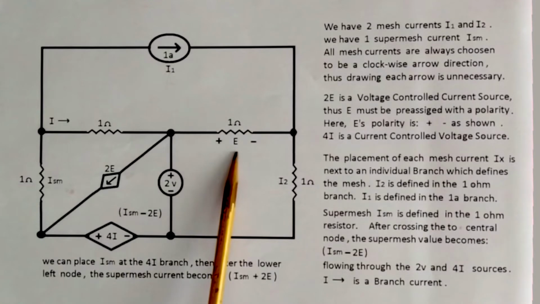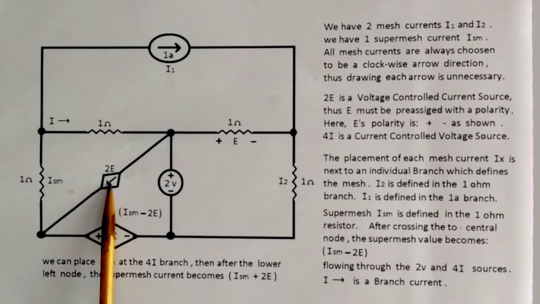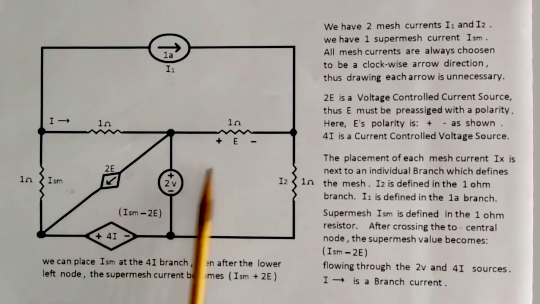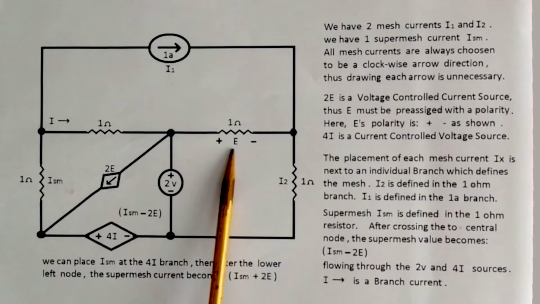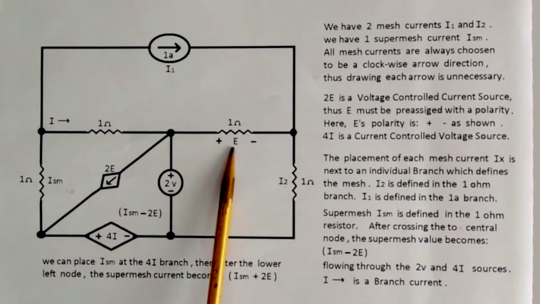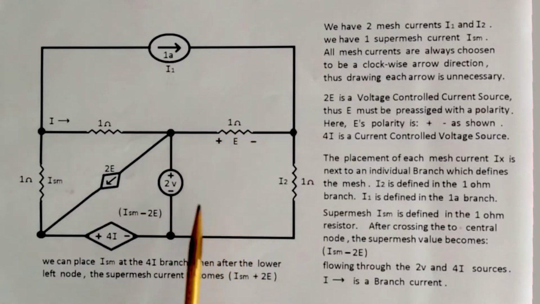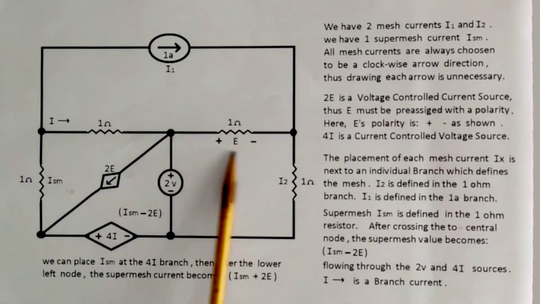Notice the E voltage, which is the controller for the 2E, the voltage controlled current source. Because E is being used and we need to find what the E voltage is, we had to assign a polarity across the resistor. We had to pre-assign this, because any voltage is a vector quantity, magnitude with an orientation.